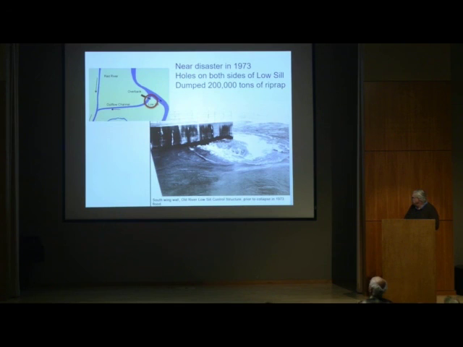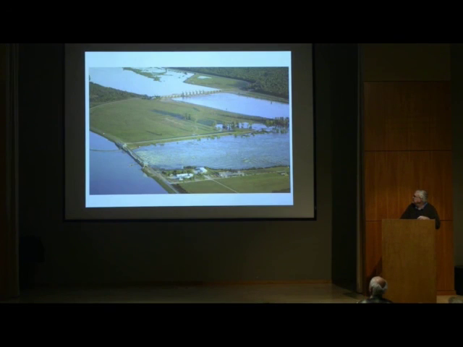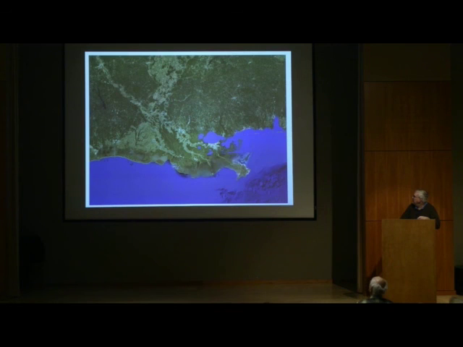In, let's see, '73, there was a major issue here where it almost got washed away. And they almost lost these dams, and no telling what would have happened, but they dumped 200,000 tons of riprap, that's rock material, in here and actually filled up a hole that was eating out under the dam, so they saved the day. But I'm pretty sure eventually some of this is going to go. Okay.